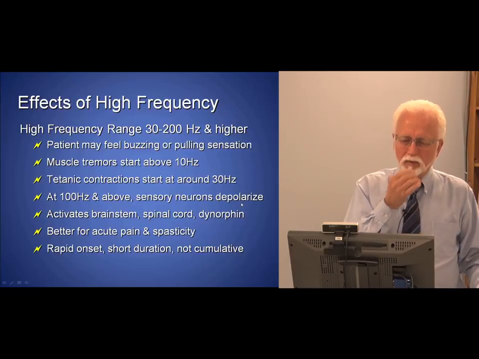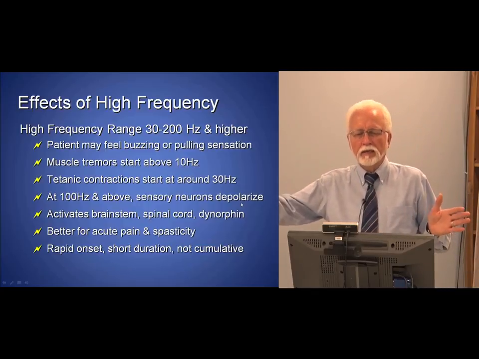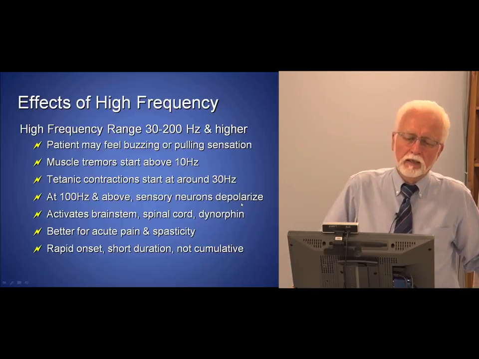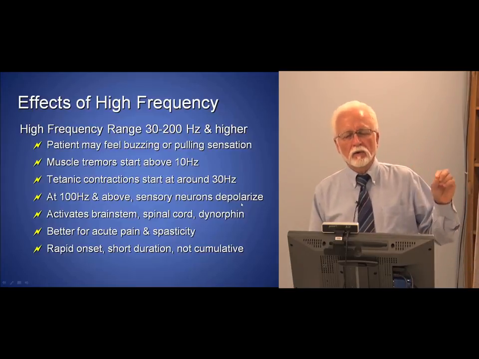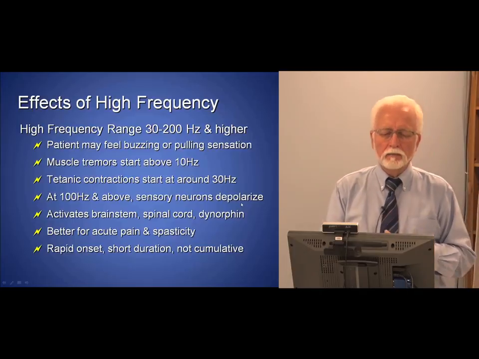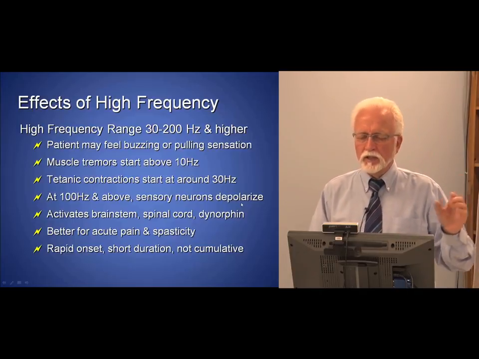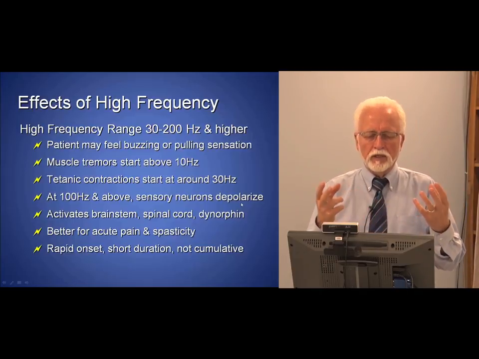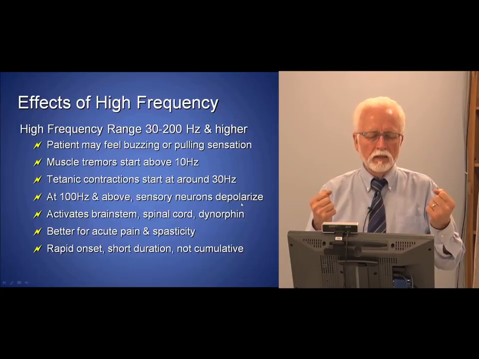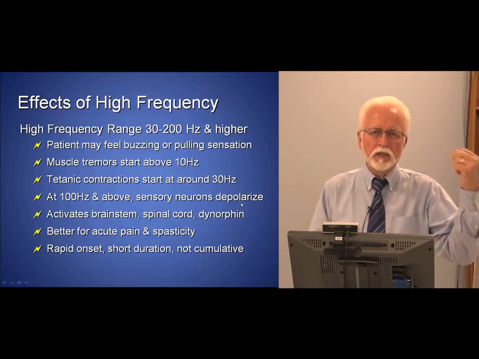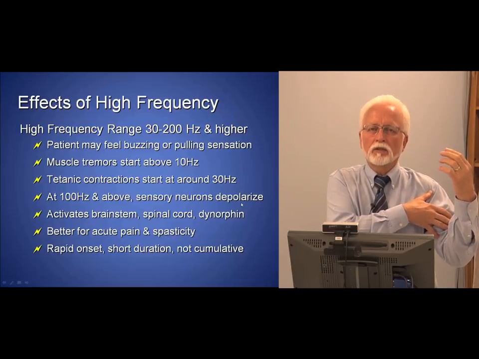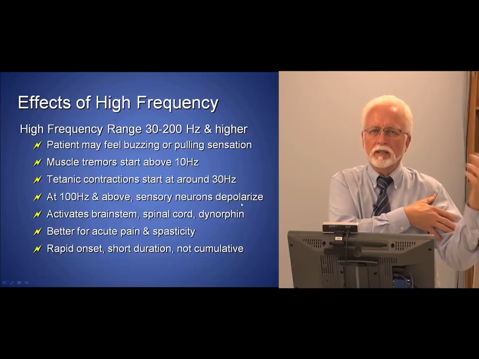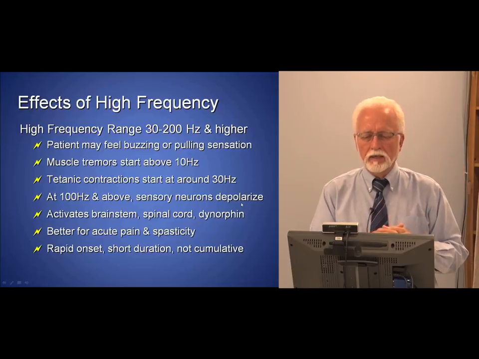High frequency, here we're talking again in the range of 30 hertz and up. The patient's going to feel more of a buzzing or pulling sensation. Muscle tremors start at around 10 hertz, and then at 30 hertz you start to get tetanic contractions. So what happens is you're stimulating the area and the muscle contracts during that part of the treatment, and then it relaxes. So it causes a big contraction of the muscle.